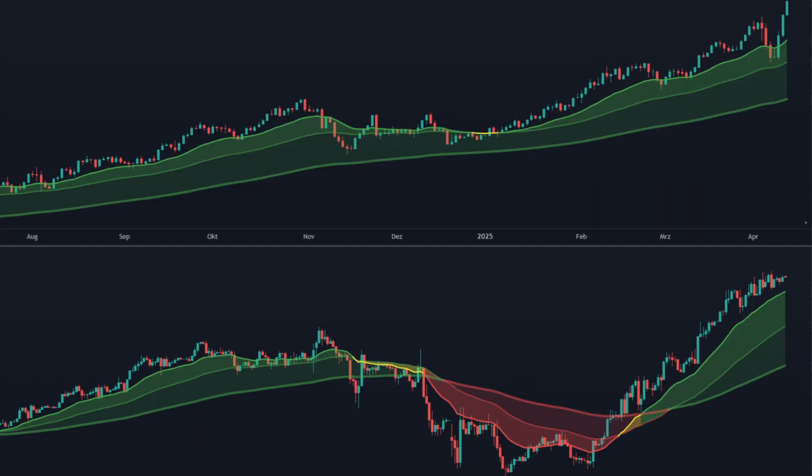To really understand the trend, compare the cloud with a higher time frame. Here's the 1-hour chart with a green cloud. Now, let's switch to the daily chart. Notice how the cloud's wider and still green. This confirms the bigger bullish trend, giving you context for what's happening on the shorter time frame.